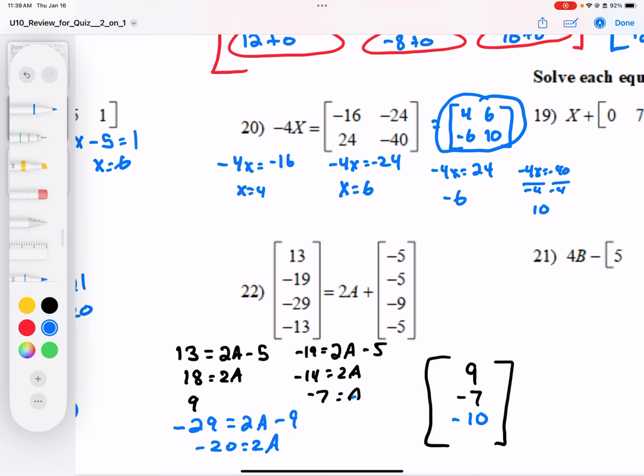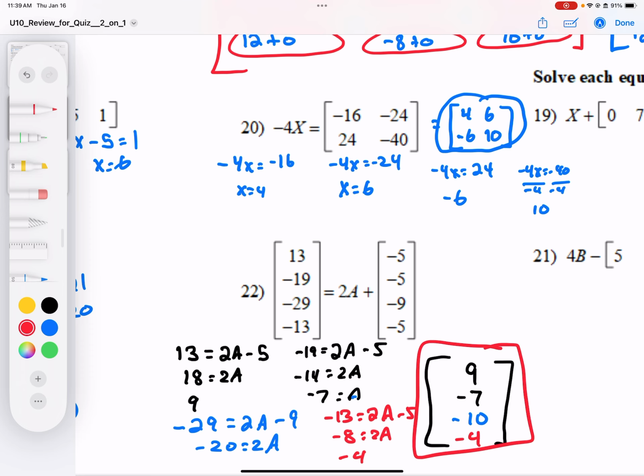And then the last one, change colors one more time. Negative 13 is equal to 2a minus 5. Add 5, that's negative 8, equals 2a, so negative 4. And there is your solution.